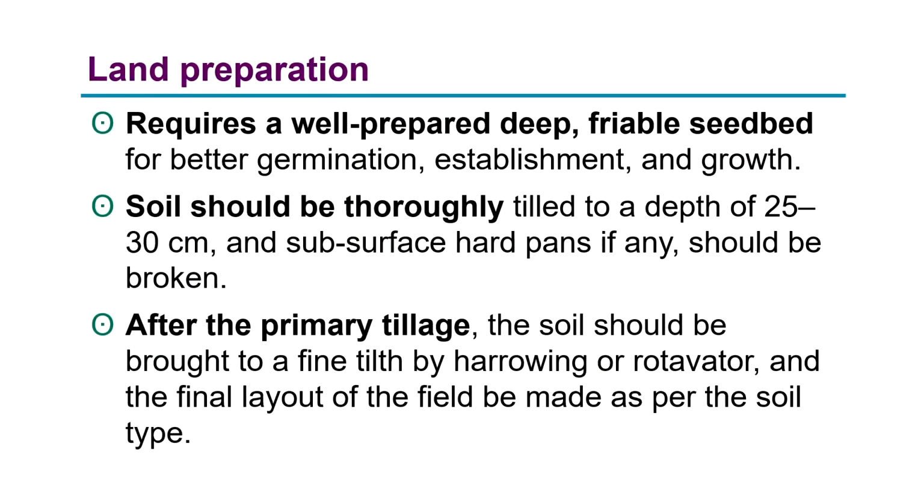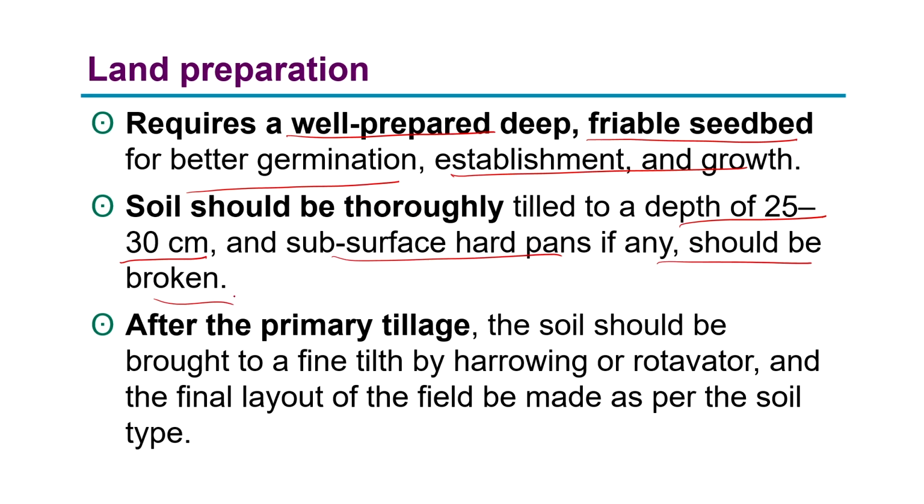Now we go to the land preparation of this crop. This crop requires a well prepared deep friable seed bed for better germination, establishment and growth. Soil should be thoroughly tilled to a depth of 25 to 30 centimeter, and subsurface hard pans, if any, should be broken. So it is necessary, one can go for chiseling operation, or one can go for disc plow, which can go up to 45 or 50 centimeter or more depth.